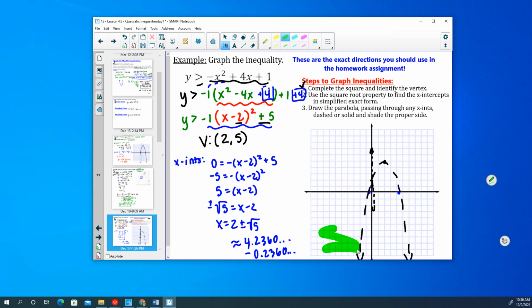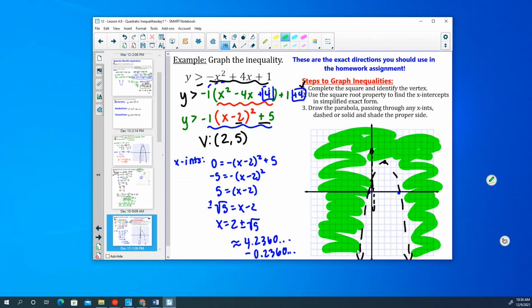So is it always outside then if it's greater than? Nope. Uh-oh. It depends on what kind of parabola it is. If it's U up, U down. Yes. Good question. We'll do another one.